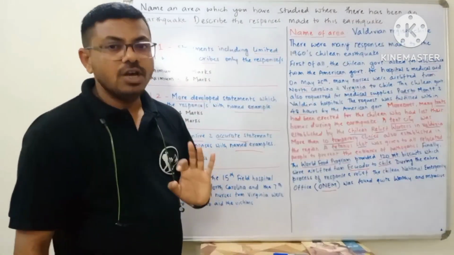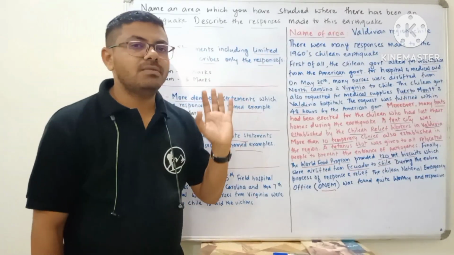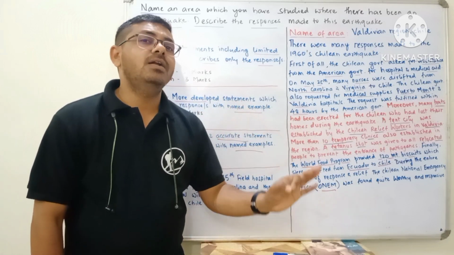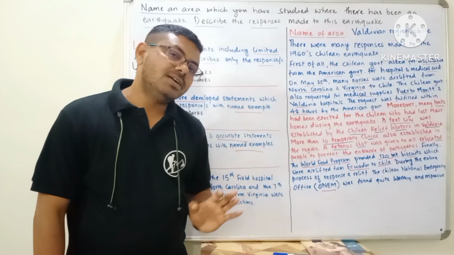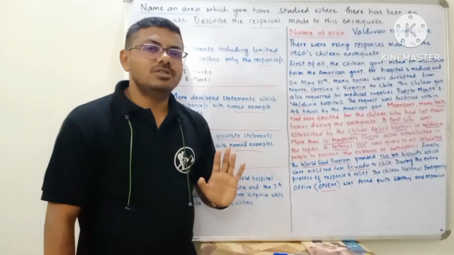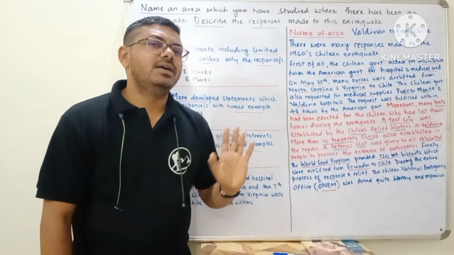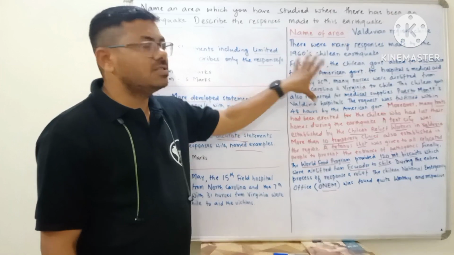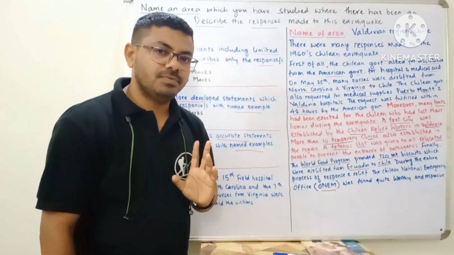This is idea number one. So what is idea number one talking about? Idea number one is talking about the medical assistance provided by North America on a request received from the Chilean government. So the Chilean government requested North America for medical assistance, and North America provided the assistance which was asked for by the Chilean government. Okay, this is idea number one. This is the first response to the earthquake, a part of rescue and relief.